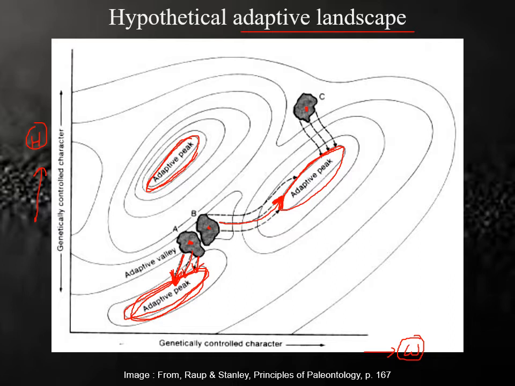But every organism tries to move towards an adaptive peak. So the adaptive position, or evolutionary position, of an organism is never constant. Organisms always try to move towards an adaptive peak to survive for a prolonged time. Similarly, organism C is also moving towards this adaptive peak. So for the same environmental condition, these organisms are providing different solutions in different ways, and that is why they are moving along different paths to different adaptive peaks. And if they reach the adaptive peak, then they will be well adapted to that particular environment.